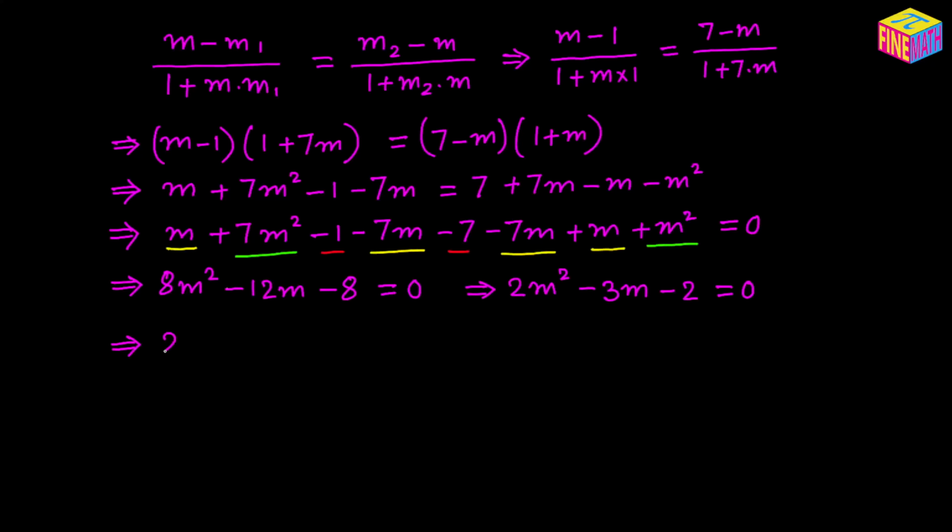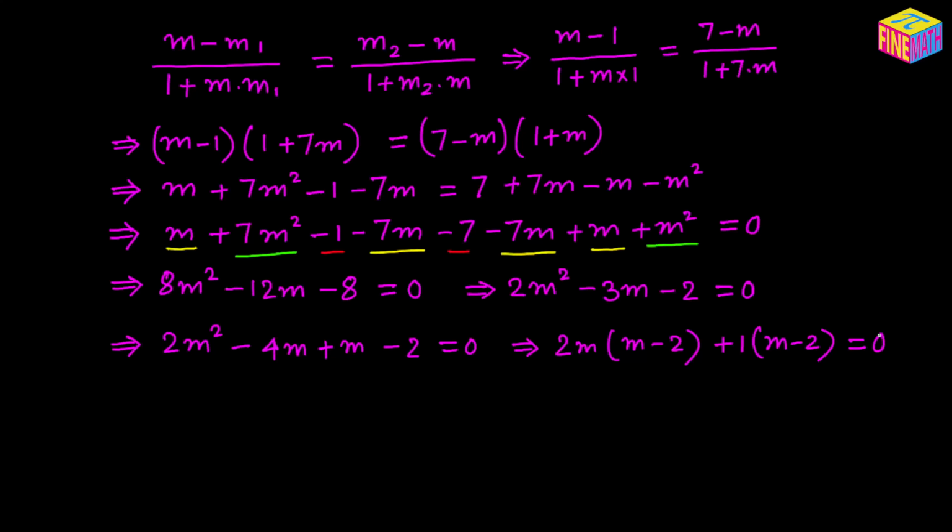So let's do it like this: 2 times m squared minus 4 times m plus m. So I'm writing the negative 3 times m as negative 4 times m and a positive m, and minus 2 is equal to 0. And from here we can say that 2 times m is a common factor, so that would be m minus 2, and then plus 1 as a common factor, that would be m minus 2. All of this is equal to 0. And from here we can say, well, then our common factor is m minus 2 and the remaining factors are 2 times m plus 1. All of this is equal to 0.